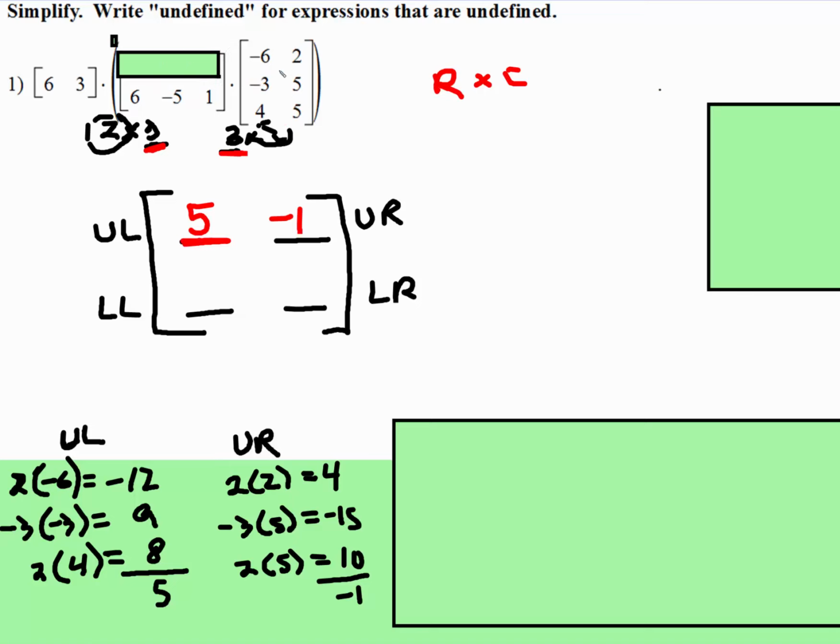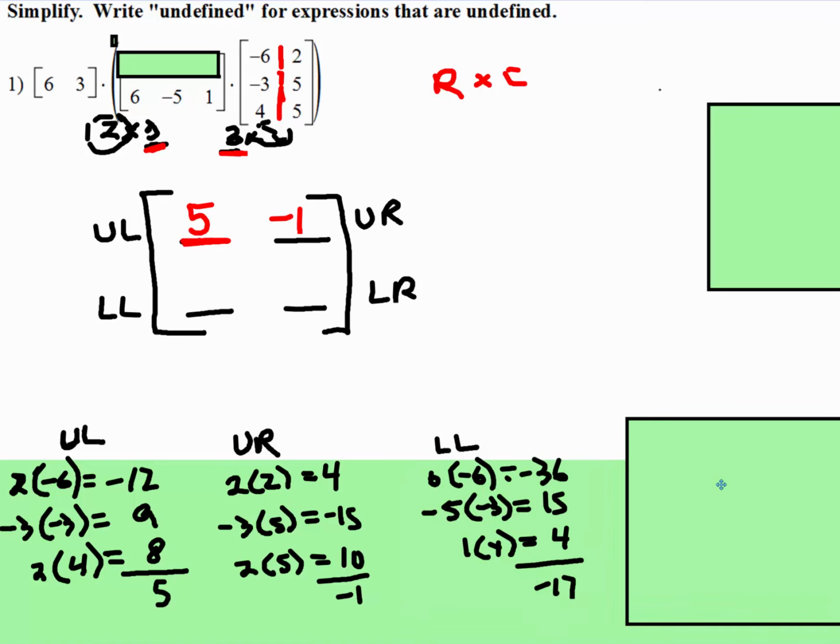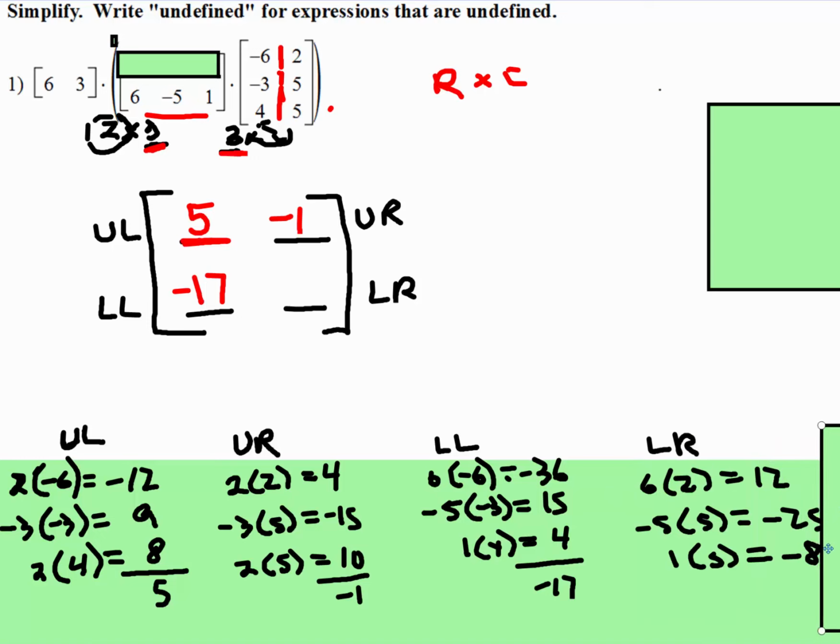And now look. We can go to the lower row. So 6 times -6, -5 times -3, 1 times 4. And we get -17. And then finally, lower right. So 6 times 2, -5 times 5, 1 times 5. You do all of that and you end up with -8.